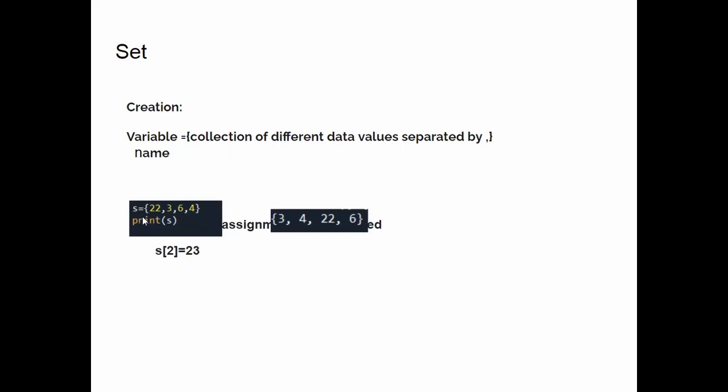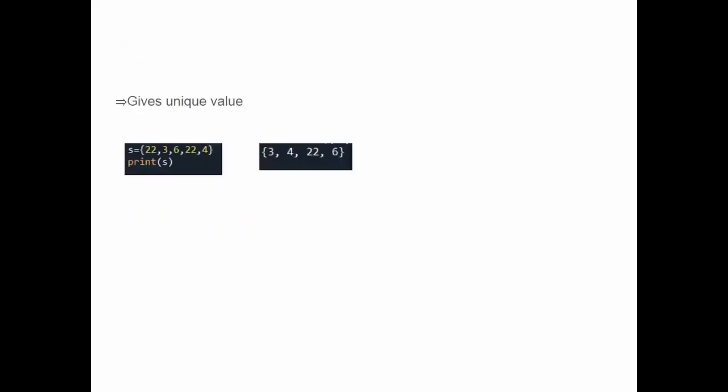Now we have S equal to 22, 3, 6 and 4, which is a set, and we are printing the value of S, so it is going to print 3, 4, 22 and 6. And one more thing, assignment operation is not allowed in a set. How a set is different from the tuple and the list is that if there are some repeated values, it is going to generate only one occurrence of that repeated value. So here we have set S having 22, 3, 6, 22 and 4, and it is going to display 22 only once. So this is how the set is different from list and tuple.